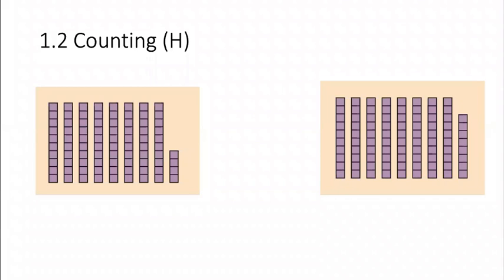Counting. So in here, previously, we know that each of these blocks are 10. Why? 1, 2, 3, 4, 5, 6, 7, 8, 9, 10. So we have 10. And then if we add another block, it'll be 10 and all the way. Okay?